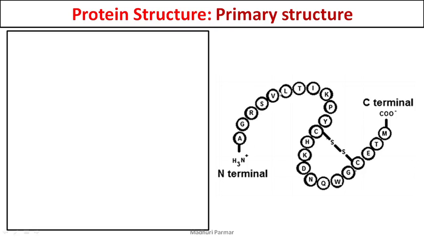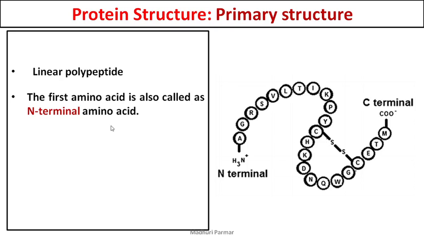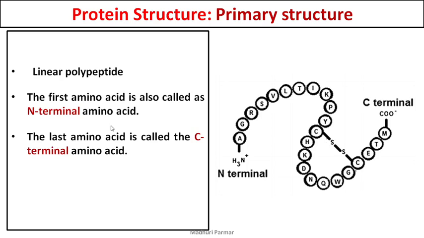And this string, this chain of amino acids, is called a peptide. So it is a linear polypeptide. Fine, polypeptide meaning it has a lot of peptide bonds. The first amino acid is also called the N-terminal amino acid. The last amino acid is the C-terminal amino acid.